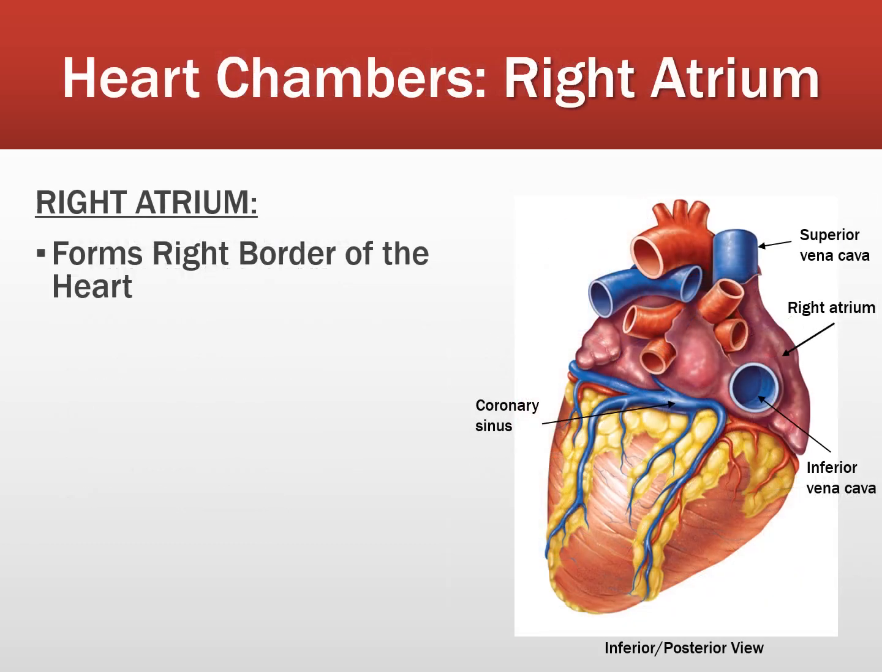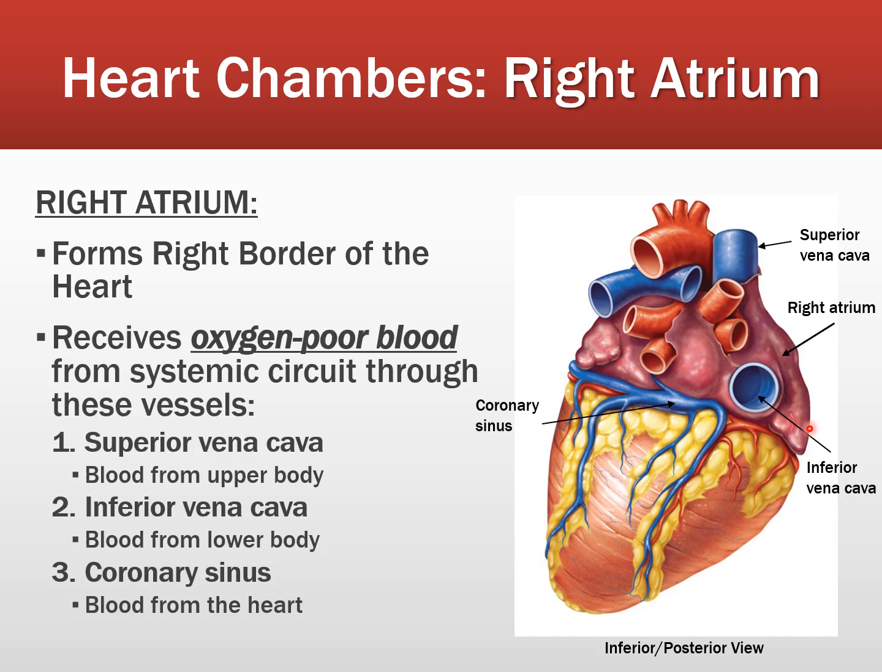So let's go through the chambers individually and what kind of landmarks we can see with these chambers. Let's start with the right atrium. We usually talk about the right side of the heart first when we're discussing the pathway of blood and all of that. So in this picture, we're looking at the posterior view, and we have our right atrium over here. It forms the border of that right side of the heart.